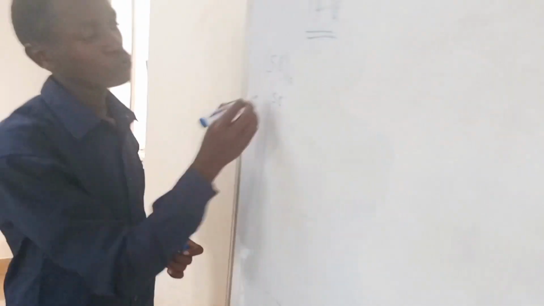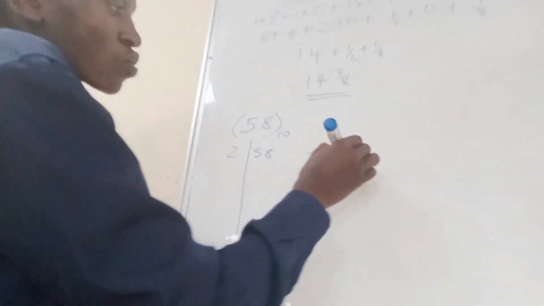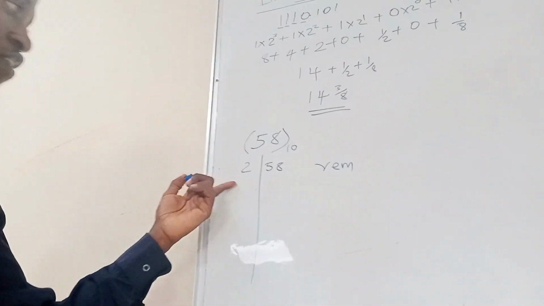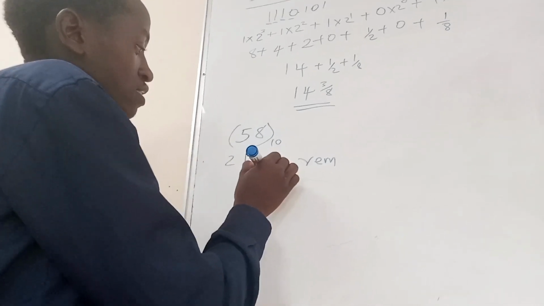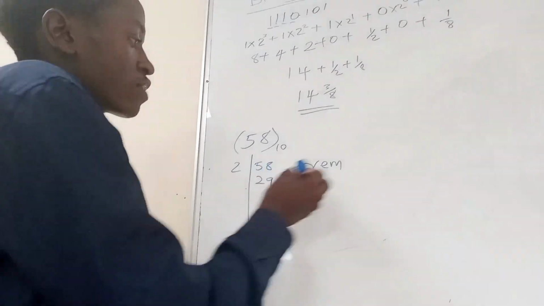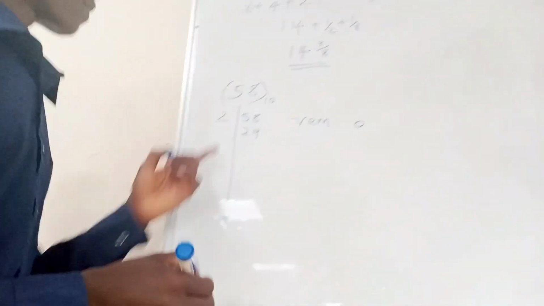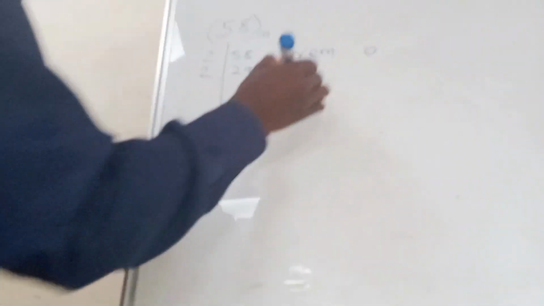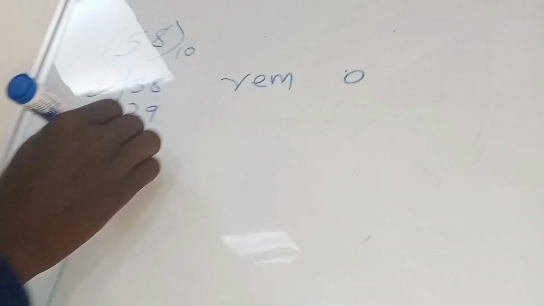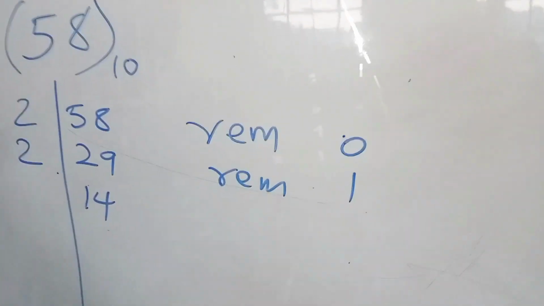Then remember you are converting into a binary number. So by means of 2, you are dividing with the 2. Then whatever remains, you write it here. So 58 divided by 2, you are getting 29, and you are remaining with 0. Then you again divide by 2. 29 divided by 2, you are getting 14, and you are remaining with 1.